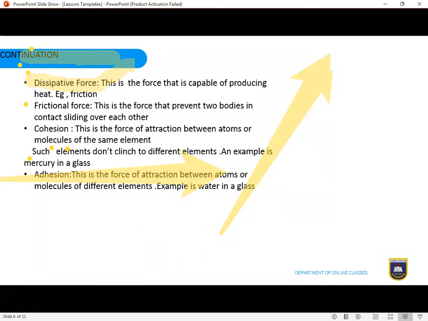But if you come to cohesion, if they are of different elements, they are not going to react. They must be of the same element. So cohesion is mercury poured in a glass, and adhesion is water poured in a glass, because water clings to the walls of the glass. They react, though they are of different elements.